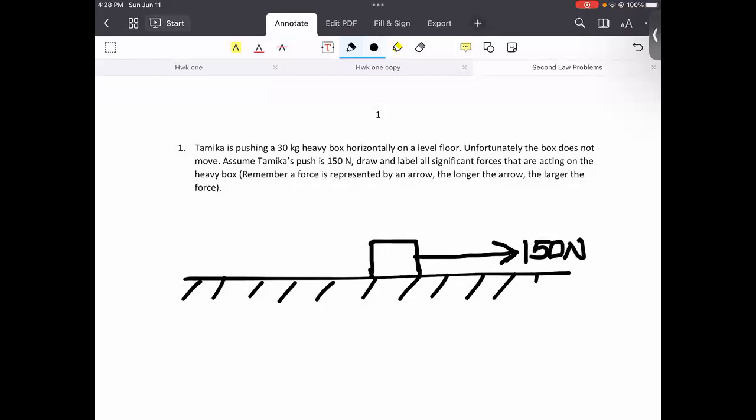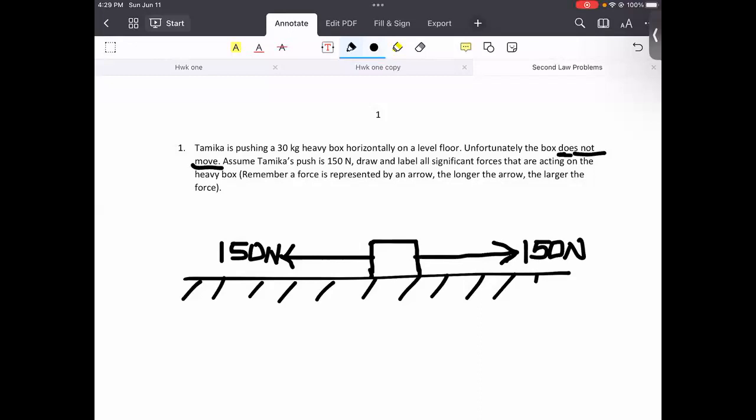All right, and we are told that the box does not move. So the box does not move. This implies that there has to be a balanced force, or there are balanced forces on the box. So that force could be most likely due to friction. So we have to draw another force pointing this direction, and this force is also 150 newtons. So we know that this force is equal to the pushing force because the box does not move. In other words, the acceleration in the x direction is 0.